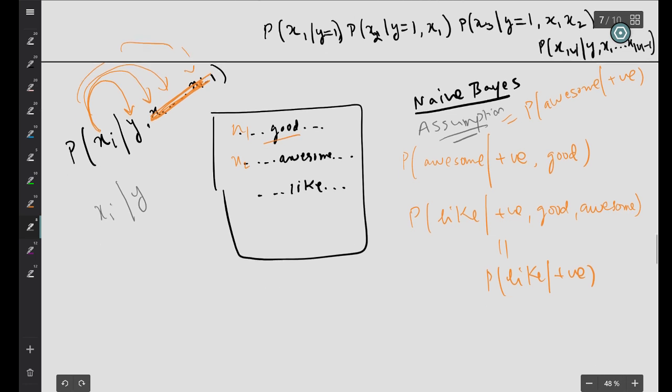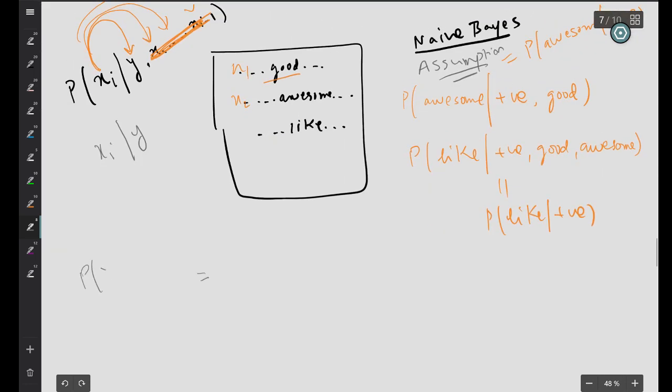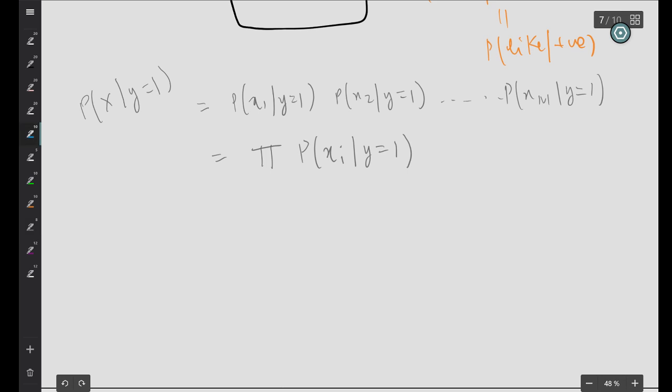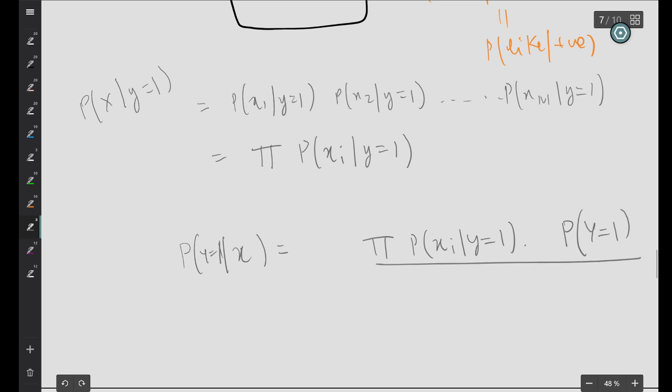If this is the case, we can reduce this equation: p of x given y equals 1 can be written as p of x1 given y equals 1 into p of x2 given y equals 1 and so on up to p of x of mod v given y equals 1, which is equal to the product of p of xi given y equals 1, and that's it. Now you can write your formula. The posterior probability of predicting the class given x is equal to the product of all likelihoods p of xi given y equals 1, into the prior probability p of y equals 1, divided by p of x.